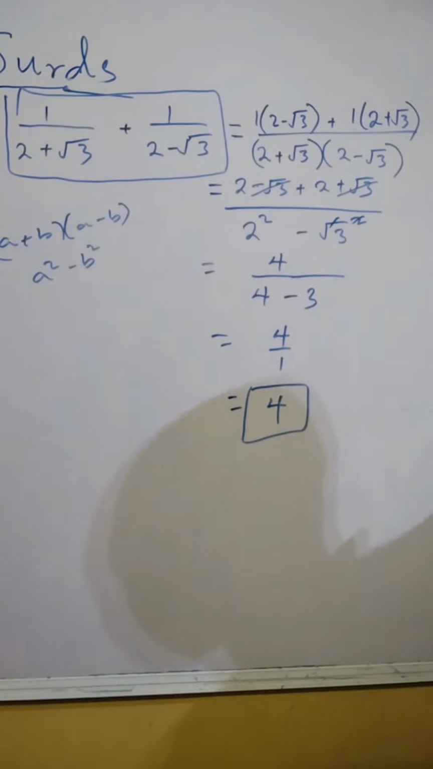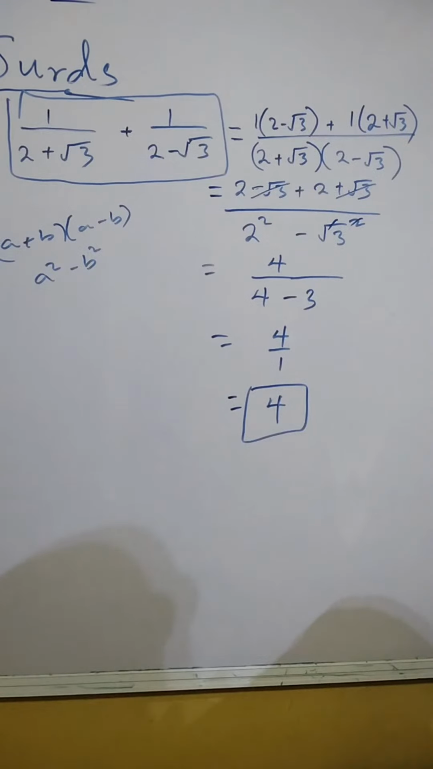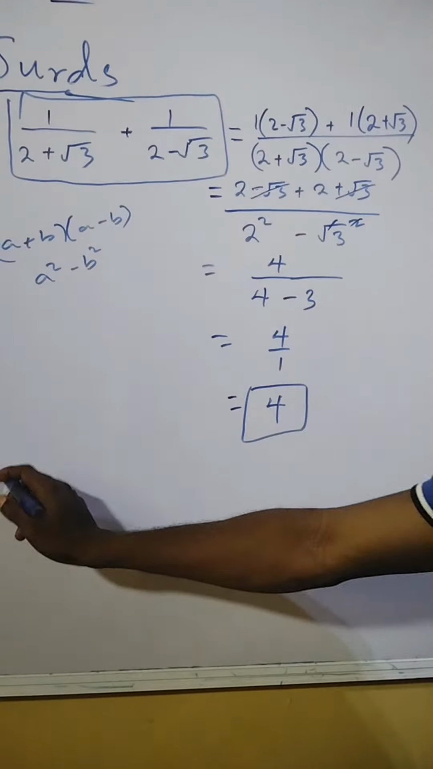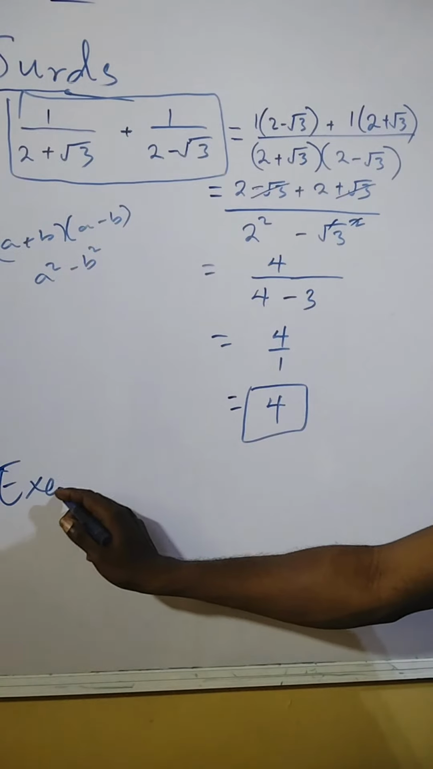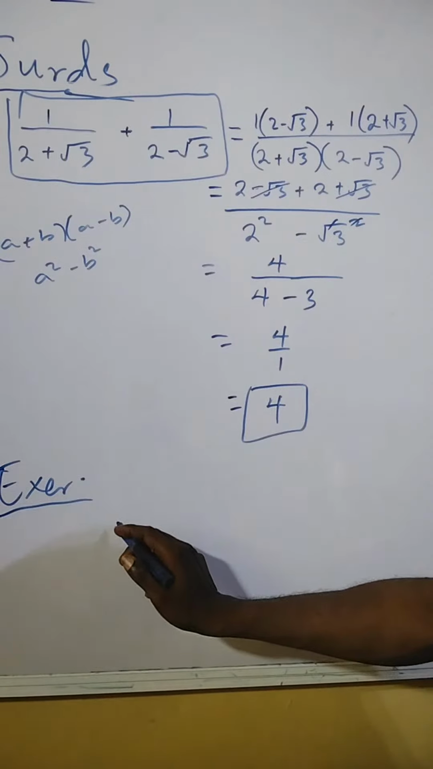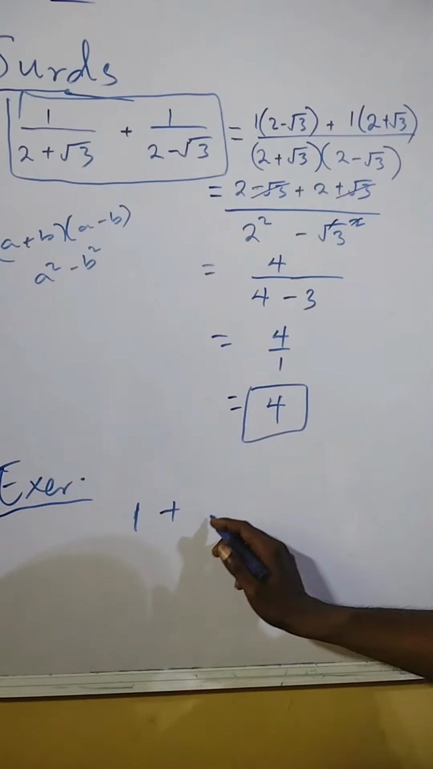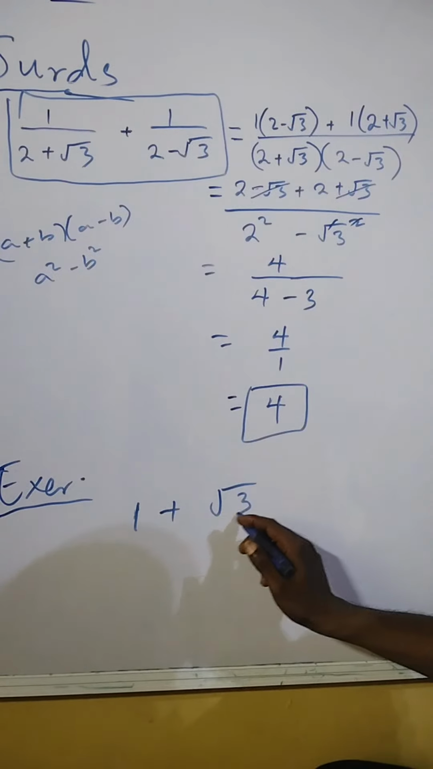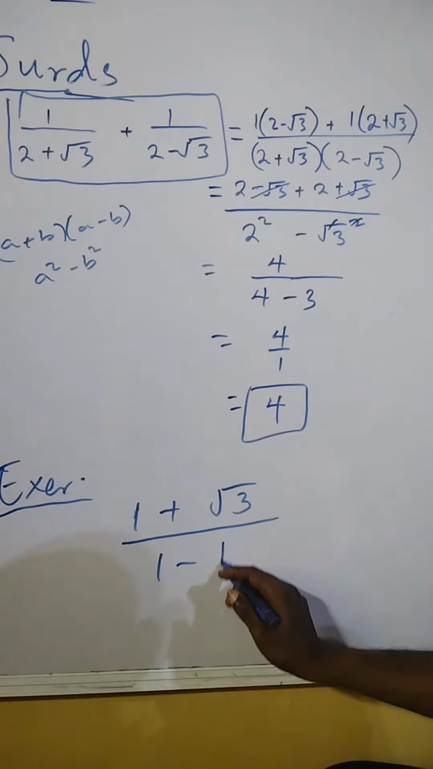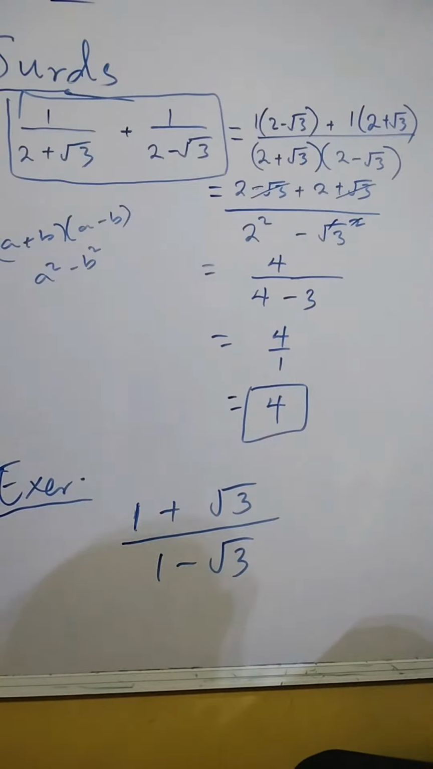Okay, so thank you. Now let's do this. We can put our answer in the comment before we solve it together as a form of exercise within just 1 minute, which is going to be simplify 1 plus root 3 divided by 1 minus root 3. So you put your answer in the comment within 1 minute.